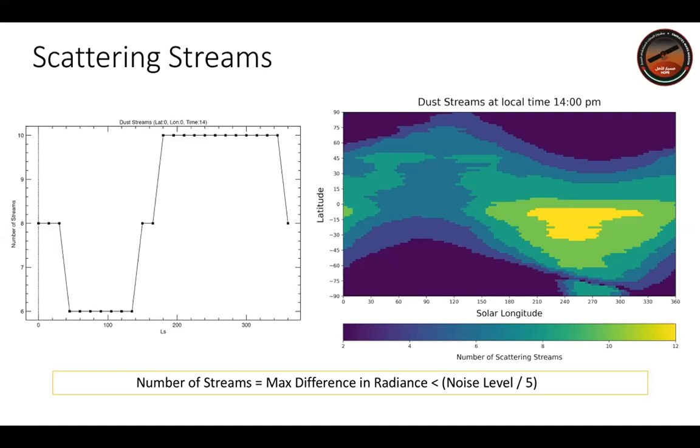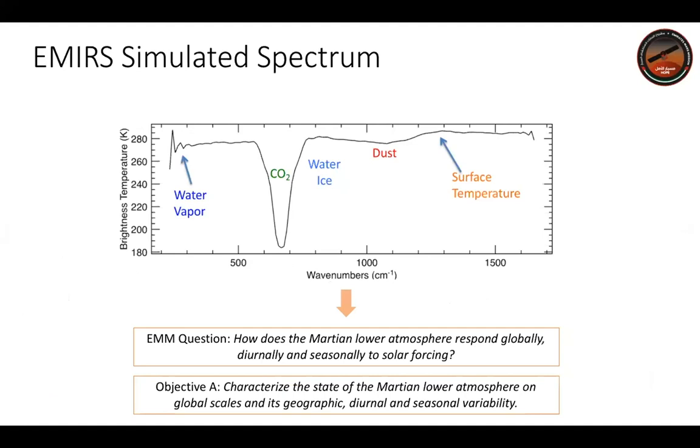So when we integrate everything into the model, taking into consideration scattering streams and the GCM outputs and the uncertainty, we can finally produce brightness temperatures from the radiances obtained from the model. These brightness temperatures help us in identifying objective A, which is to characterize the state of the Martian lower atmosphere on global scales and its geographic, diurnal, and seasonal variability. And that objective will help us answer the EMM question about the Martian lower atmosphere and how it responds globally and seasonally to solar forcing. Thank you.